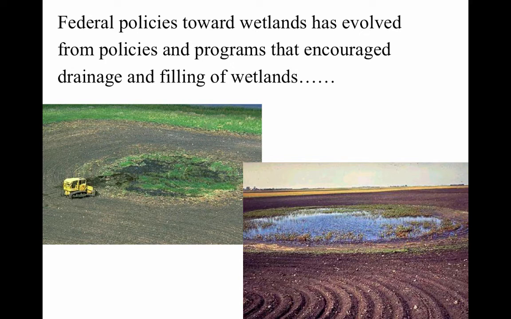Federal policies toward wetlands have also changed. Originally, the government used to encourage draining and filling of wetlands, and here you're seeing what happens when somebody tries to turn wetland into farm. Left with a big swampy area in the middle of the farm, and I don't think you could really call it a pond. It's just really a great big puddle.